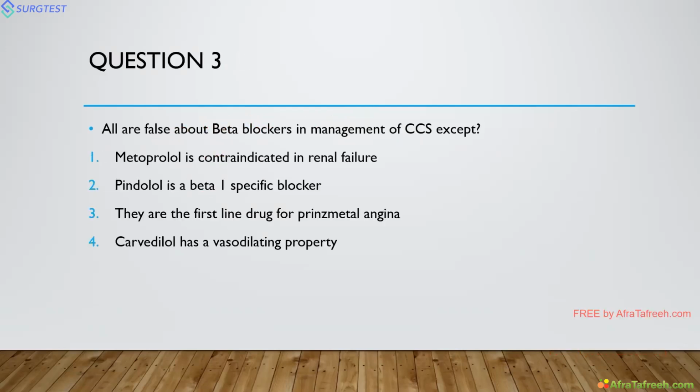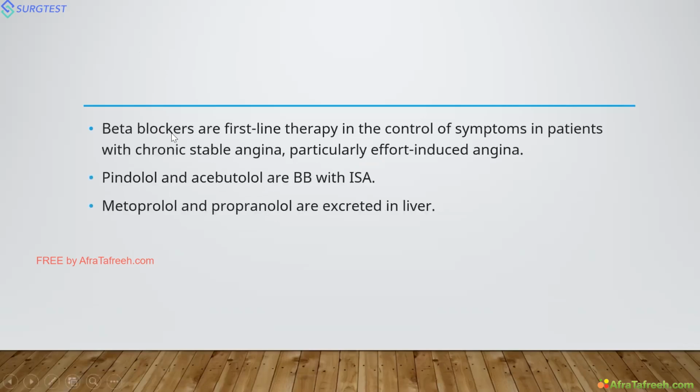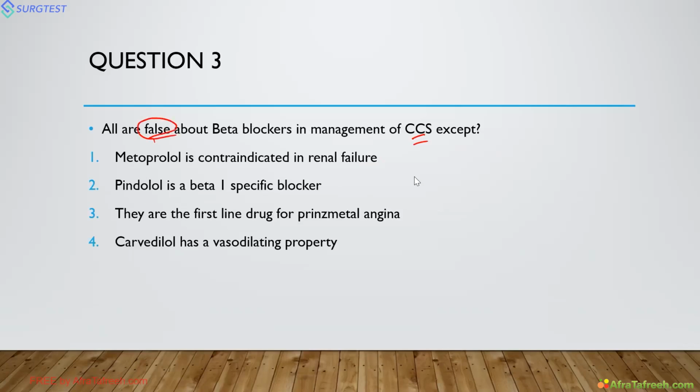So coming to the next question. All are false about beta blockers in the management of chronic coronary syndrome except: metoprolol is contraindicated in renal failure; pindolol is a beta 1 specific blocker; beta blockers are the first line drug in Prinzmetal angina; carvedilol has a vasodilating property. So you have to see the catch in this question. All are false about beta blockers. There is equal response for option 2, option 3, and option 4.